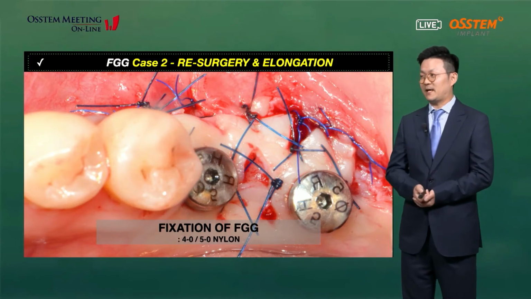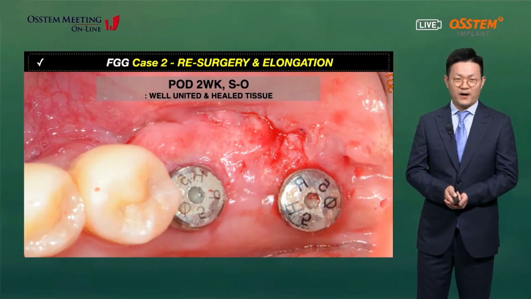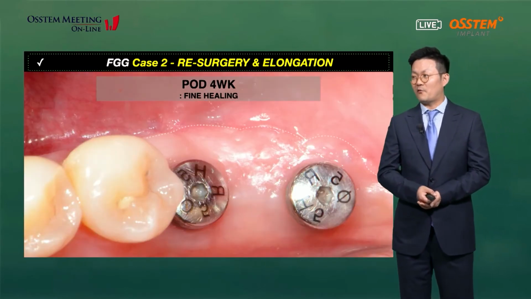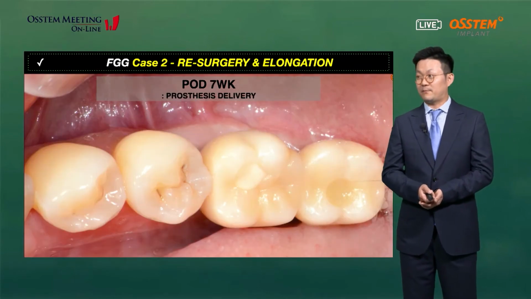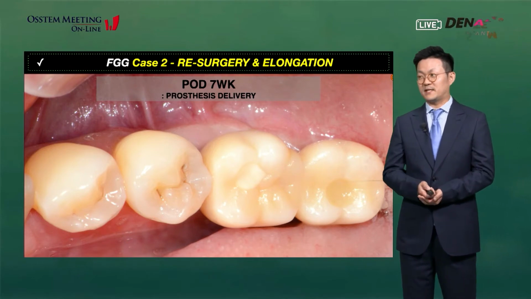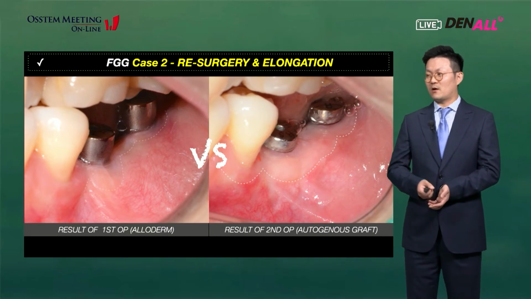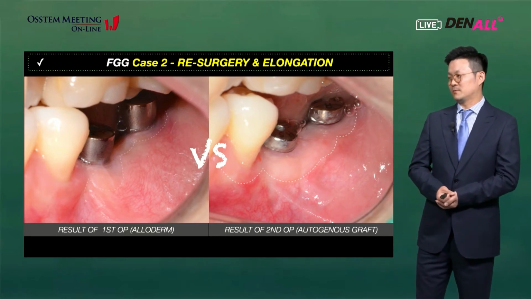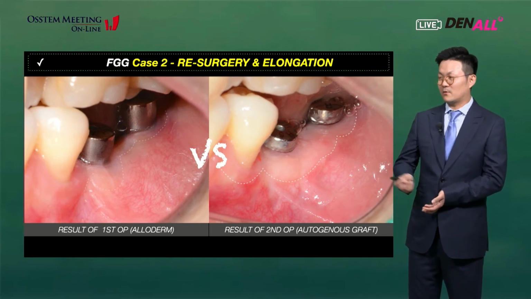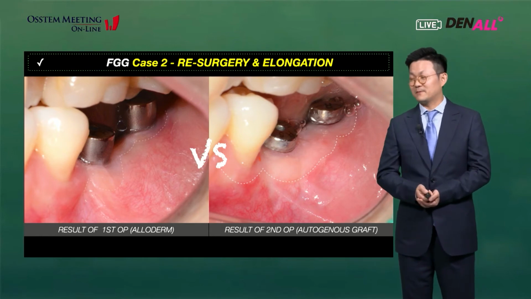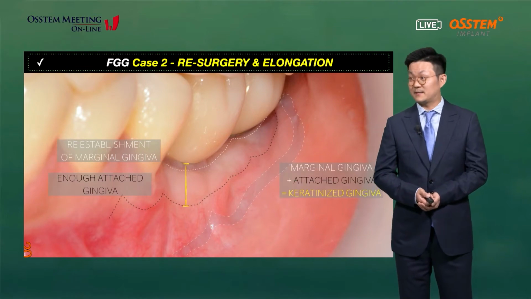After that, I fix it like this. As you see, after 2 weeks, well-united and healed tissue was found too. And after 4 weeks, fine buccal attached gingival regaining was done. And after 7 weeks, I delivered the prosthesis. Let's compare the result of the first OP with the allograft and the result of the autograft I have used. I think the right one, autograft, is better. So I finished this case like this.